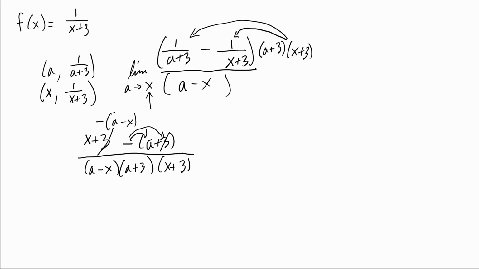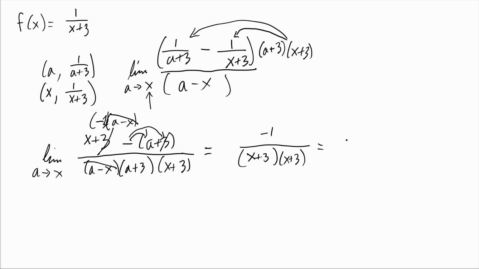Knowing that, notice that we get some nice cancellation. You can think of this as negative 1 times a minus x. The same a minus x will cancel with that one. We'll be left with a negative 1 on the top over a plus 3 times x plus 3. We're taking a limit as a approaches x. So that's going to be equal to negative 1 over, and in this case, since the domain issue is gone, we can throw in x for a here. So x plus 3, or just simply negative 1 over the quantity x plus 3 squared.